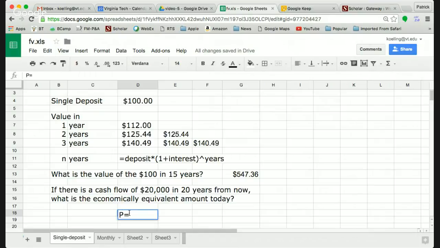Well, let's just do a very short equation here, and we'll say P, the present amount, our present sum, is equal to whatever that future amount is times something. And I will say it's times 1 plus the interest rate taken to the power of negative n.